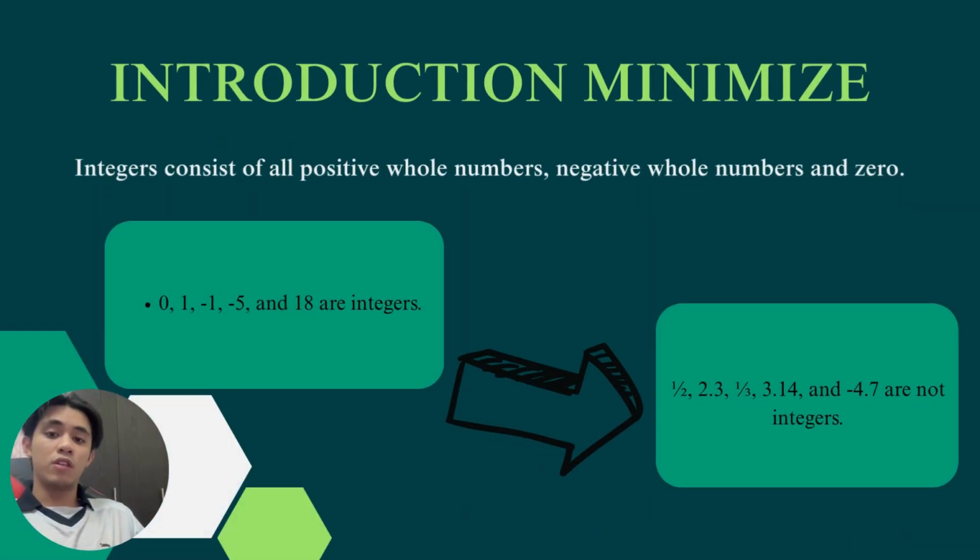Okay, so for the introduction of integers, integers consist of all positive whole numbers, negative whole numbers, and zero. For example, on the left side, we can see 0, 1, -1, -5, and 18 are integers. And on the right side, 1/2, 2.3, 1/3, 3.14, and -4.7 are not integers.